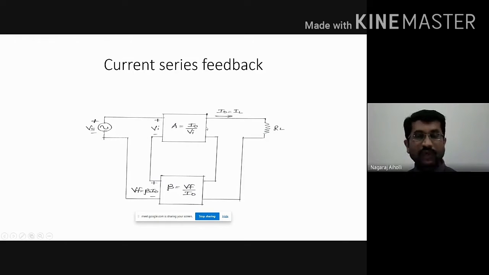The gain of this transconductance amplifier is I naught by Vi. This is the gain without feedback. If we consider the gain with feedback, then it is I naught by Vs. This is the feedback gain. This is different. Beta is equal to output by input. Output is Vf, that is the feedback voltage. Input is current. That is beta is equal to Vf by I naught, or Vf is equal to beta into I naught.